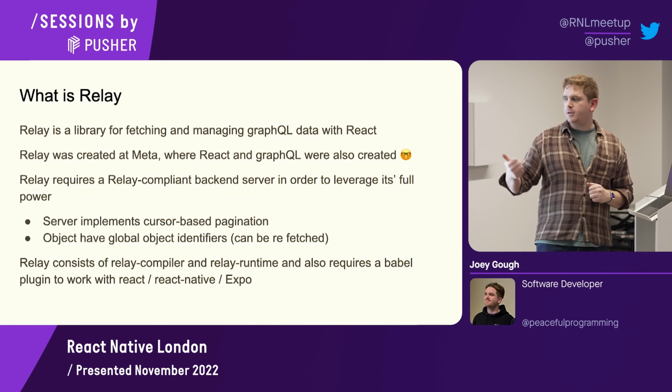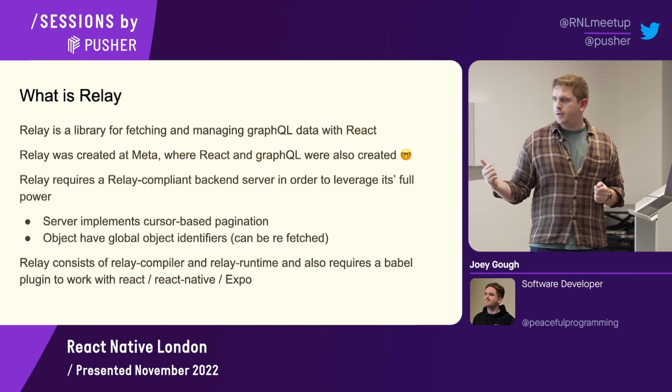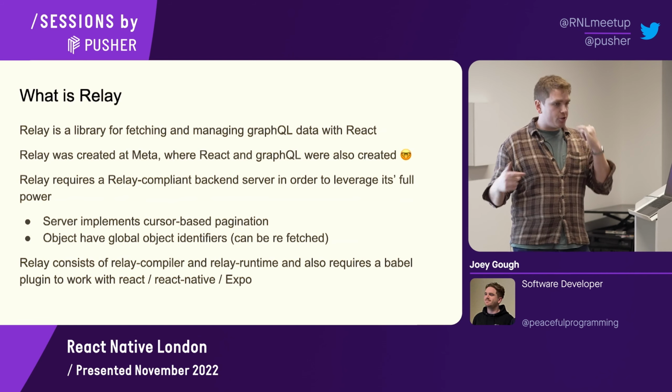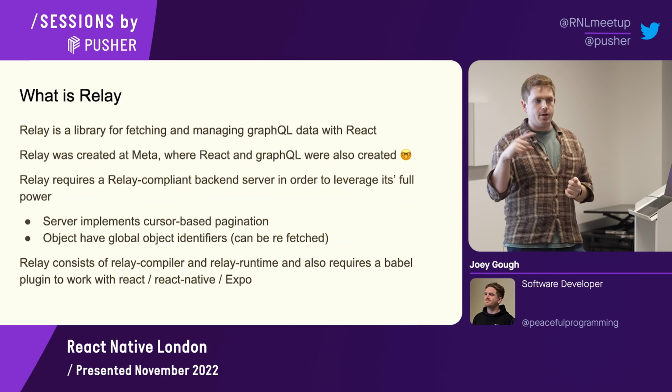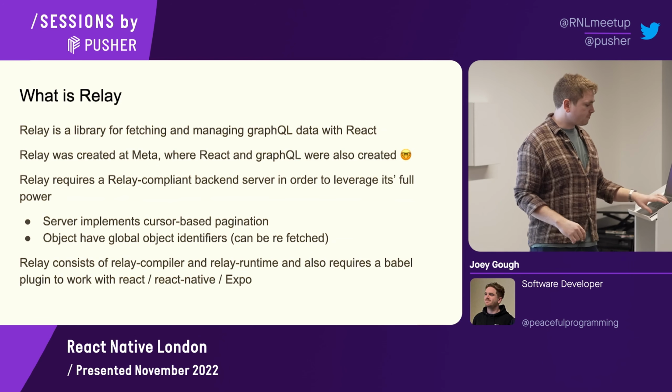So Relay consists of a compiler, the Relay runtime, which is just Relay when you import from it. And you need a Babel plugin. If you want to use this with Expo, you just have to edit your Babel RC, and in your list of plugins, just add Relay to your list of plugins.